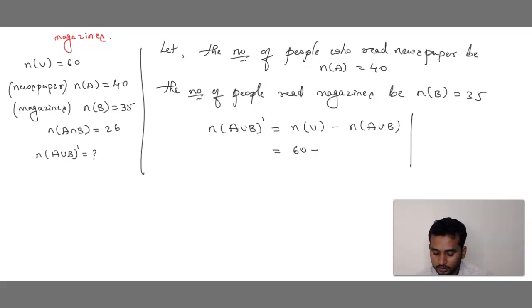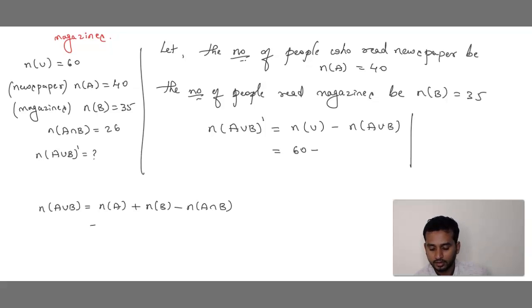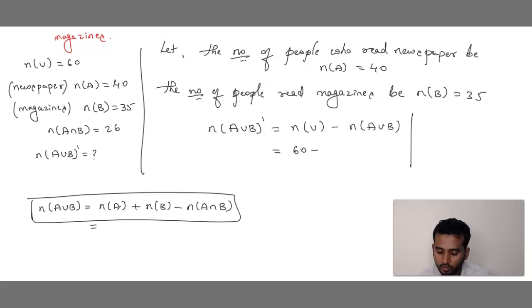I'll solve here. n of A union B is equal to, we have the relation now, n of A plus n of B minus n of A intersection B, correct? Can you remember the relationship? n of A plus n of B equals n of A union B plus n of A intersection B. In that, take n of A union B separate. So n of A plus n of B minus n of A intersection B. So this is n of A union B.